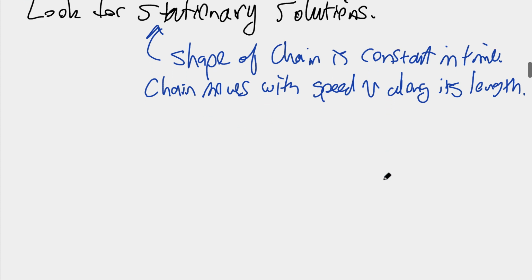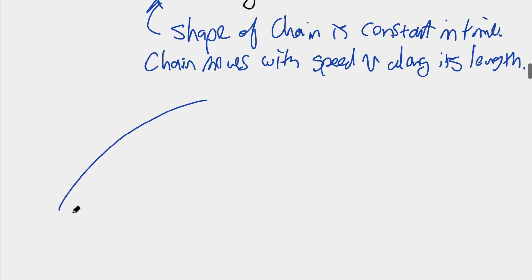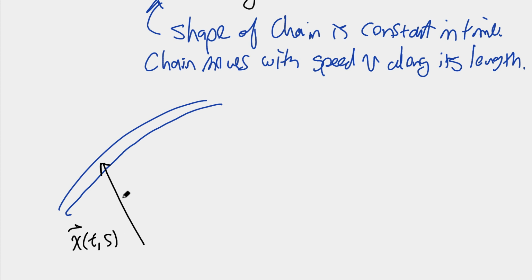Let's draw another picture. Here's the chain, and this is the position vector for the location s on the chain at some time t, and let's say the position vector at the same time for some parameter value s plus delta s is here. By a stationary solution, I mean this point s on the chain is going to move with speed v and at some later time arrive at this same point with this same position vector.